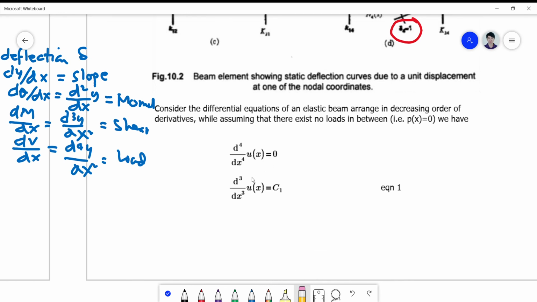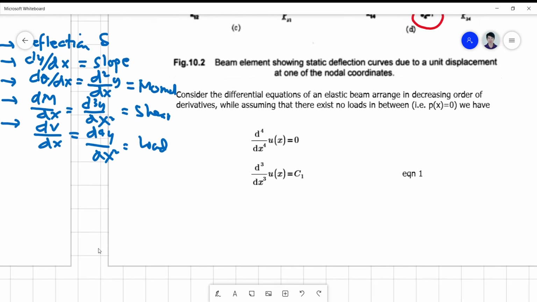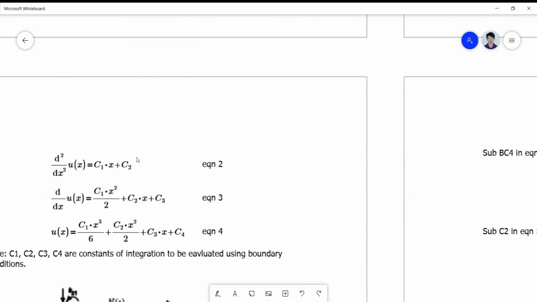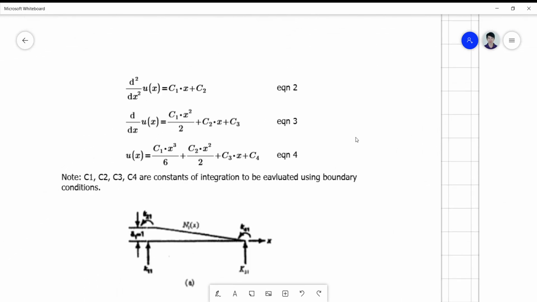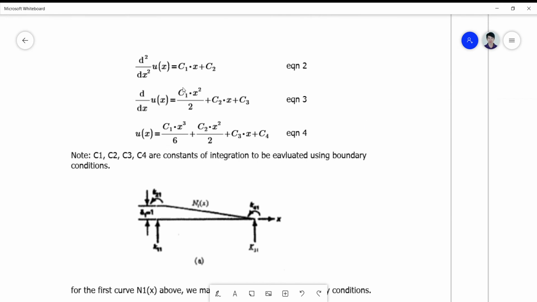And if this is 0, we integrate it, it becomes c1, and the succeeding integrations will yield these equations here. So you have actually c1x plus c2, then c1x squared over 2 plus c2x plus c3. So the third integration procedure will yield c1x cubed over 2 times 3, 6, c2x squared over 2 plus c3x plus c4, wherein c1, c2, c3, c4 are constants of integration that can be evaluated using what you call boundary conditions.